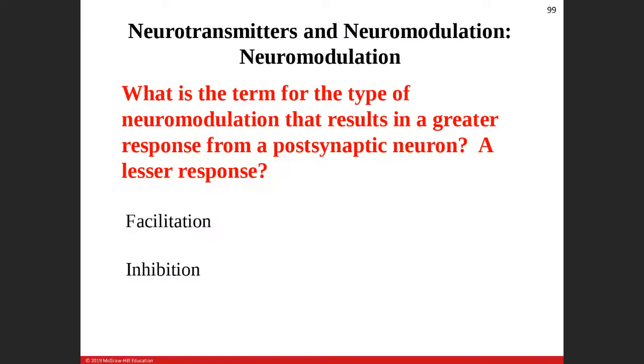Last slide. What is the term for the type of neuromodulation that results in a greater response from the postsynaptic neuron? Facilitation. In a lesser or weaker response, inhibition. That is it for the nervous system chapter. I wanted to wrap that up because I don't want to take away from muscles. I want to spend as much time on muscles as possible.